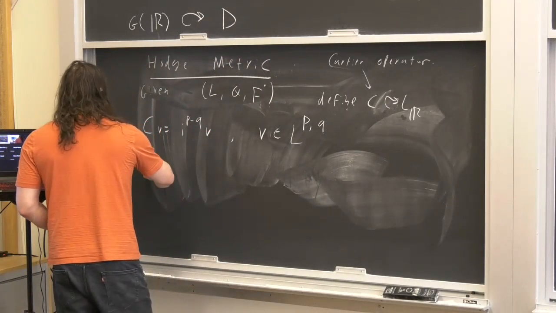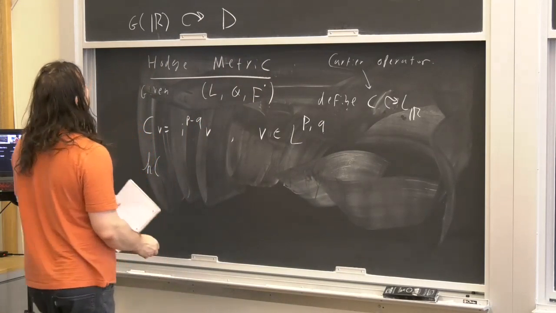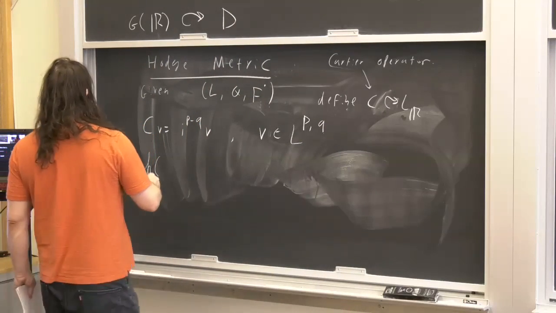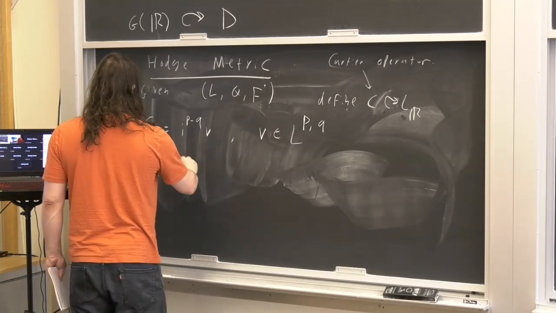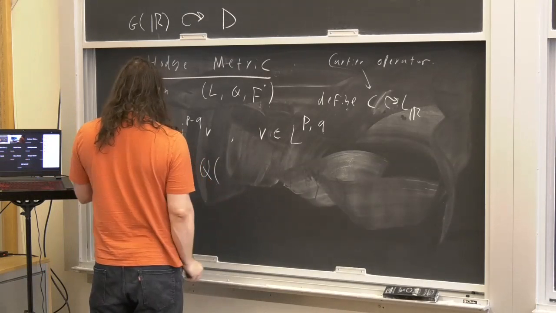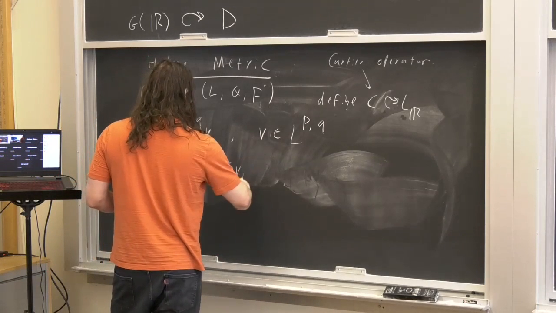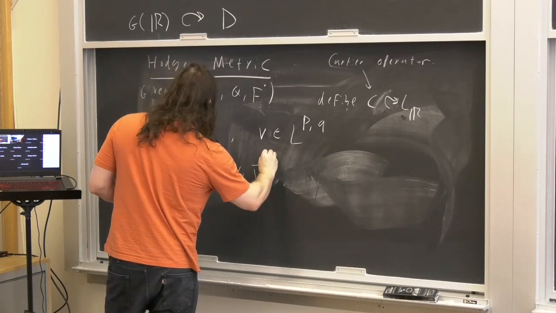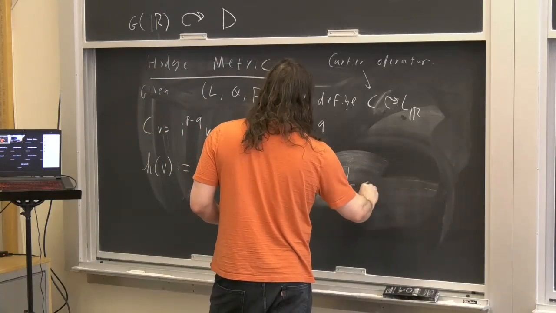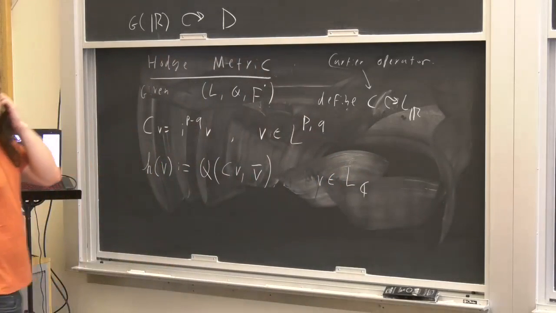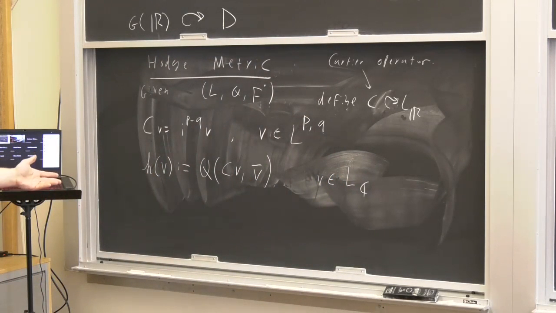And then we can define a Hodge norm, H of V, to just be Q applied to CV and V bar, whenever V is in L_C. And this gives you a Hermitian norm on our vector space.